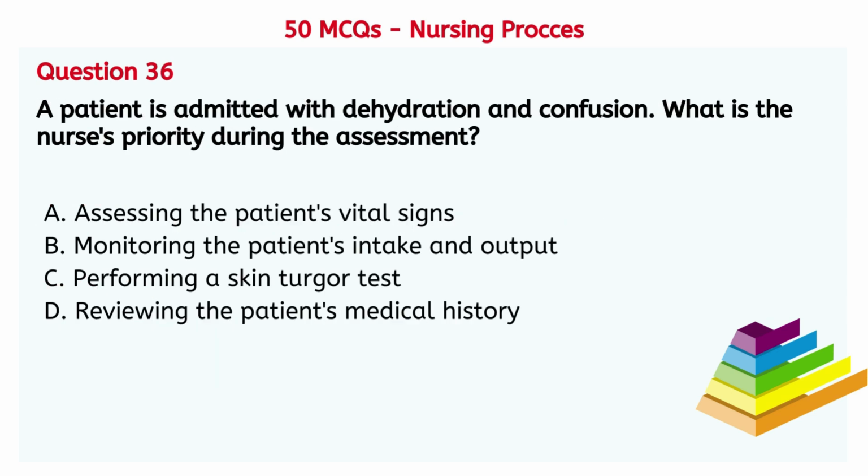Question 36. A patient is admitted with dehydration and confusion. What is the nurse's priority during the assessment? The options are A. Assessing the patient's vital signs. B. Monitoring the patient's intake and output. C. Performing a skin turgor test. D. Reviewing the patient's medical history.